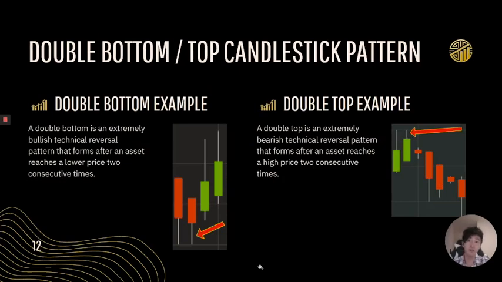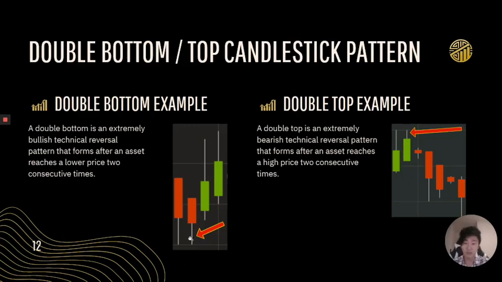It's called the double bottom, and we also have the double top. Let's start with the double bottom example here. So a double bottom is an extremely bullish technical reversal pattern that forms after an asset or stock reaches a lower price two consecutive times. As you can see in this picture, I got you guys this example of a double bottom. Basically, when you see the lower shadows or lower wicks forming or hitting twice at a support or floor level, this is considered a double bottom, meaning a bullish movement is coming.